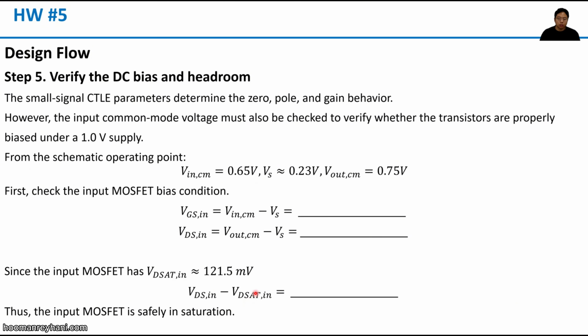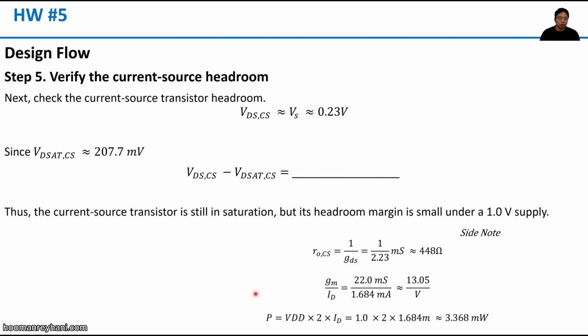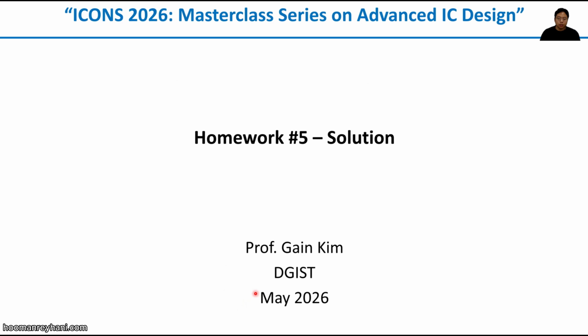Here we calculate the input device voltage bias condition and verify if the devices are in saturation with how much margin. And we do the same thing for the current source devices. So here we have the solution to the given exercise. So let's go through this.